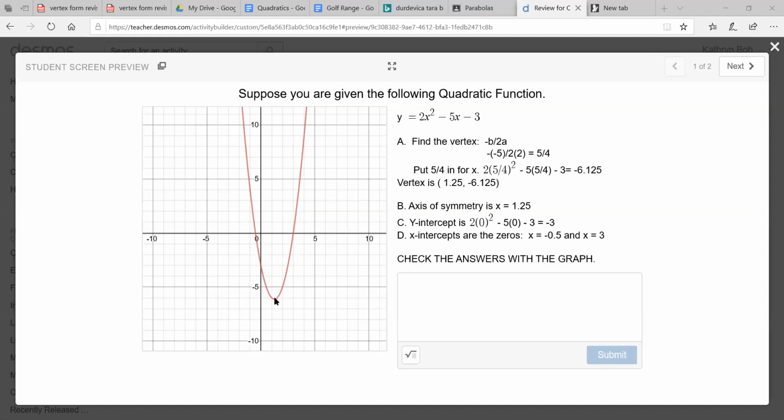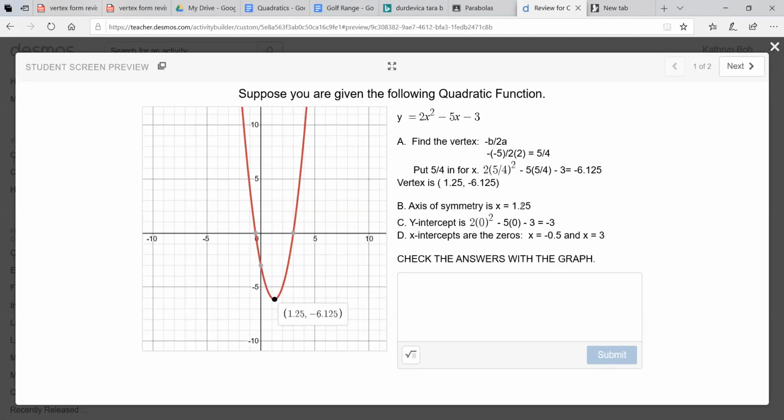So if you go over here and you click right here in the vertex of the parabola, you guys will see that it matches up with what we came up with, okay? Axis of symmetry is literally what the x is. You guys did this last week. This is a good job. It is this guy right here. It is 1.25. Everybody seems to be pretty good with that.